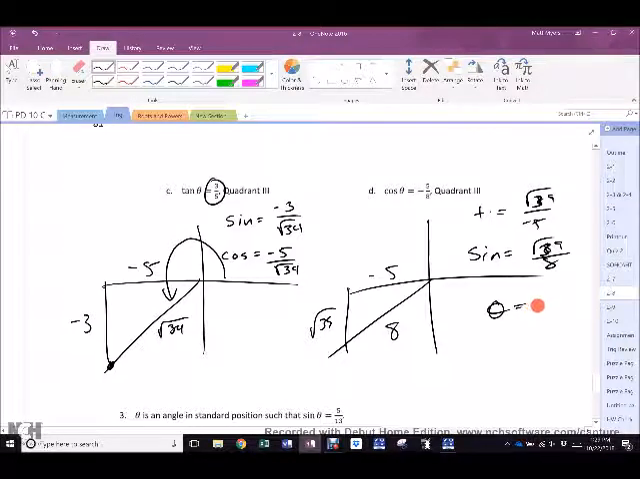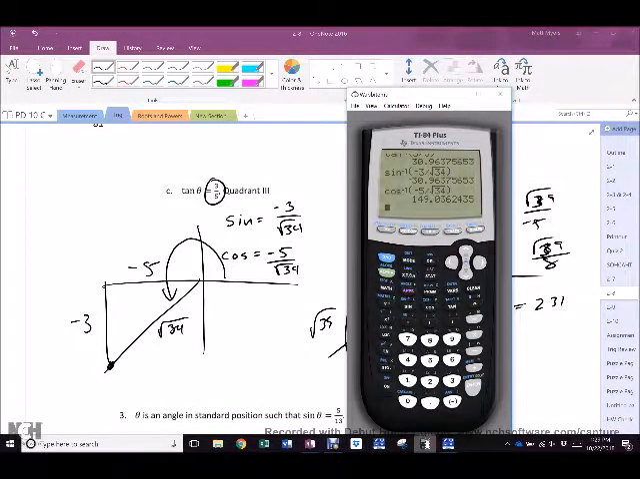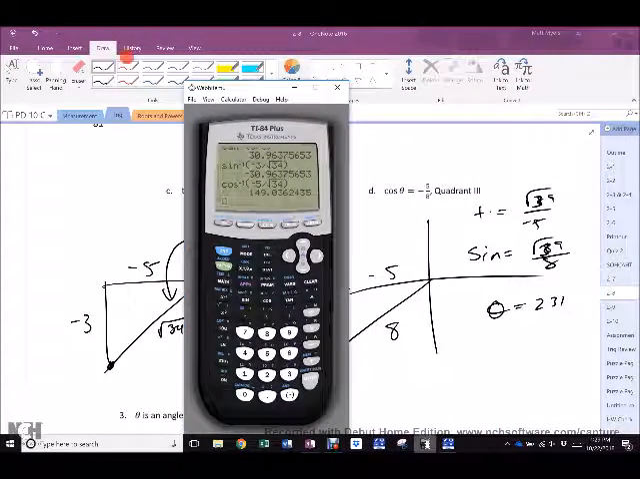Theta was 30? Like 231? Well, I don't know because nobody's telling me. You get theta the same way you always get theta. Shift, whatever one you want to do, cos negative 5 divided by 8.